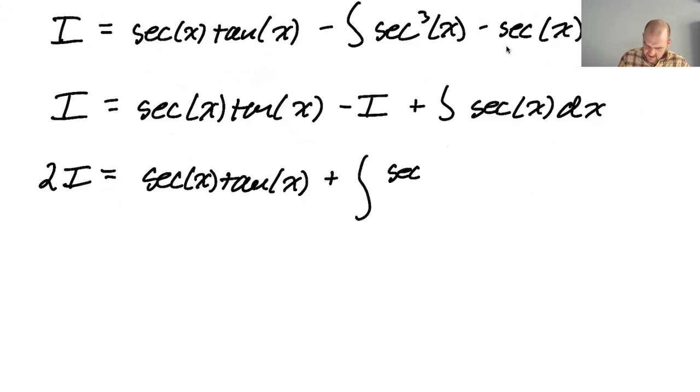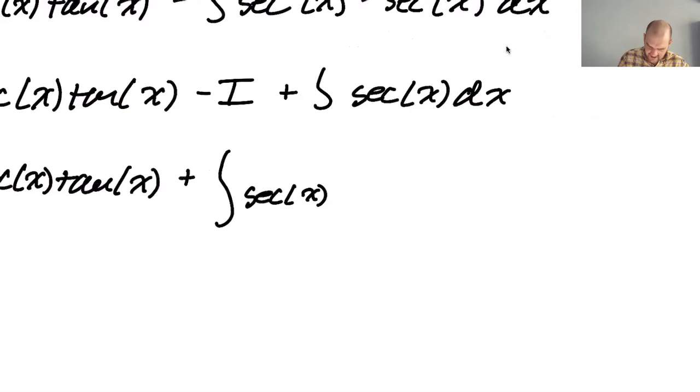So to integrate secant, you do the weird thing where you multiply by secant plus tan over secant plus tan.